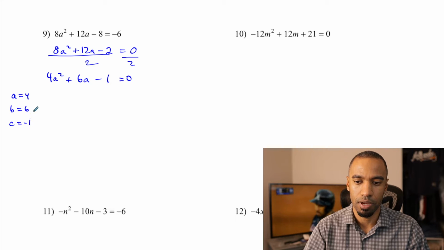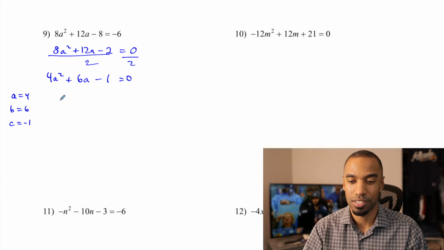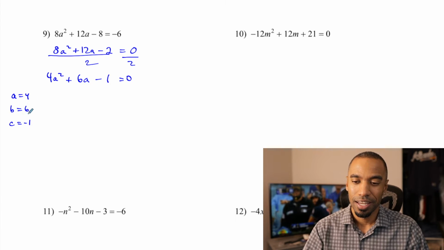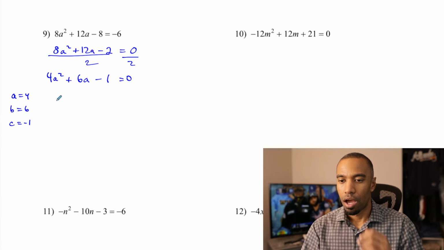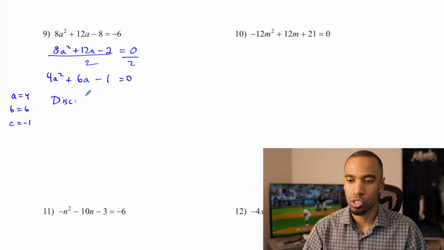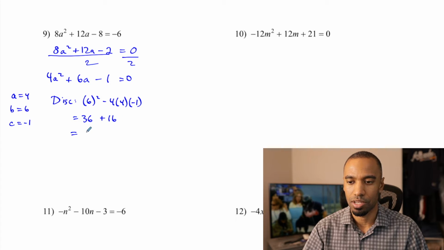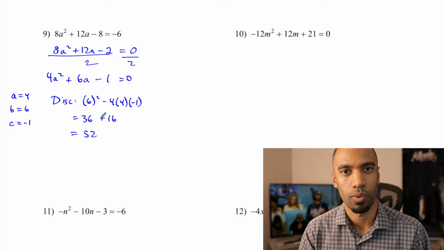A is 4, B is 6, C is negative 1. It's hard to speak opposite of what I'm writing there. All right, so the discriminant right here. We're going to get B squared minus 4AC. Keep in mind that C is a negative 1. So that's 36 plus 16, which is 52. Totally not a perfect square.